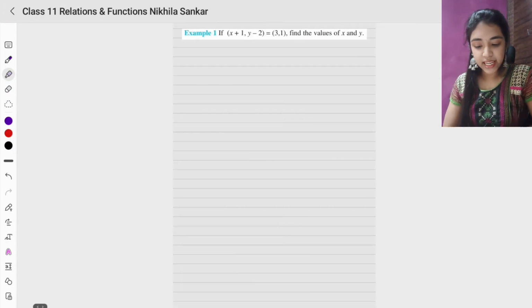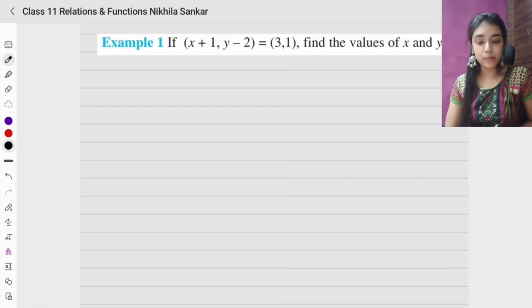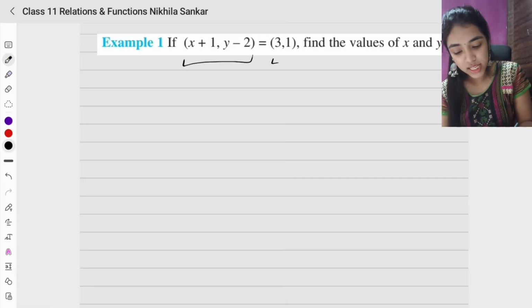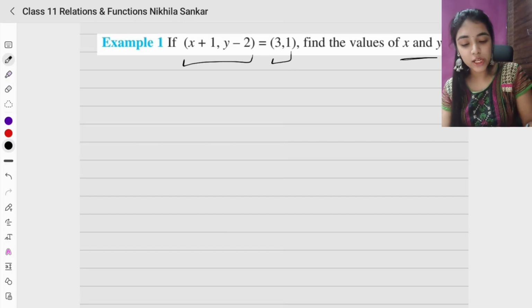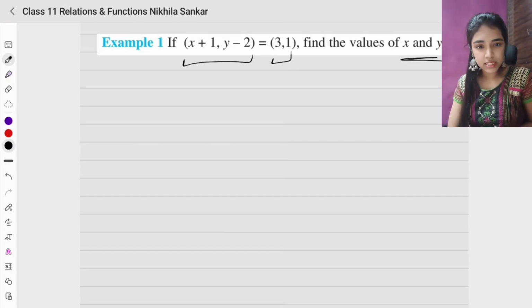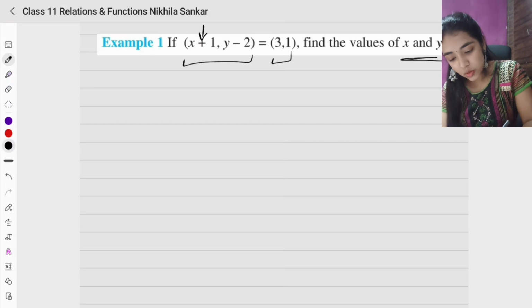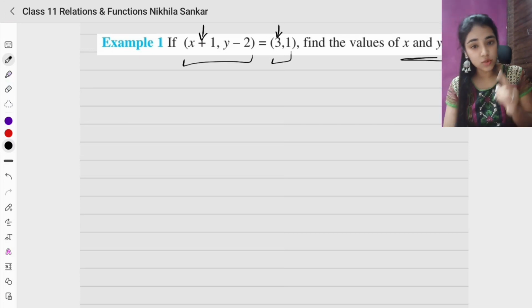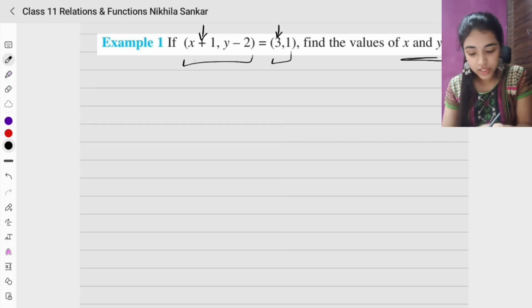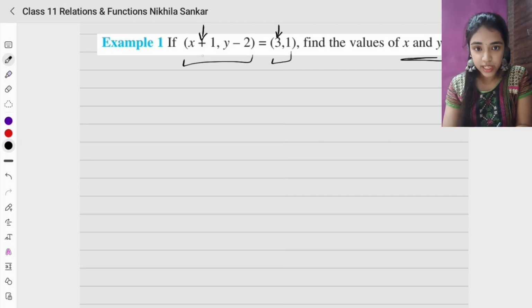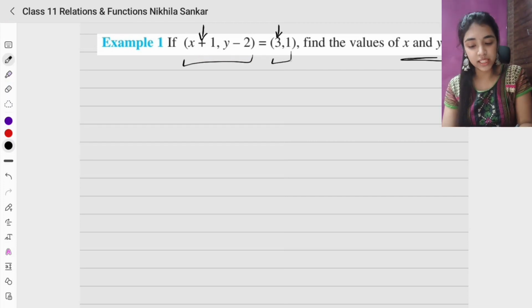Now the second slide, I have an example. Example 1: (x plus 1, y minus 2) is going to be my LHS, and the RHS is given. Find the values of x and y. What did we see in the first slide? We learned that the first coordinate should be equal to the first coordinate of the RHS. Correct? The first coordinate in the LHS should be equal to the corresponding first element in the RHS. Only then are these two equal. They have already given it's equal.